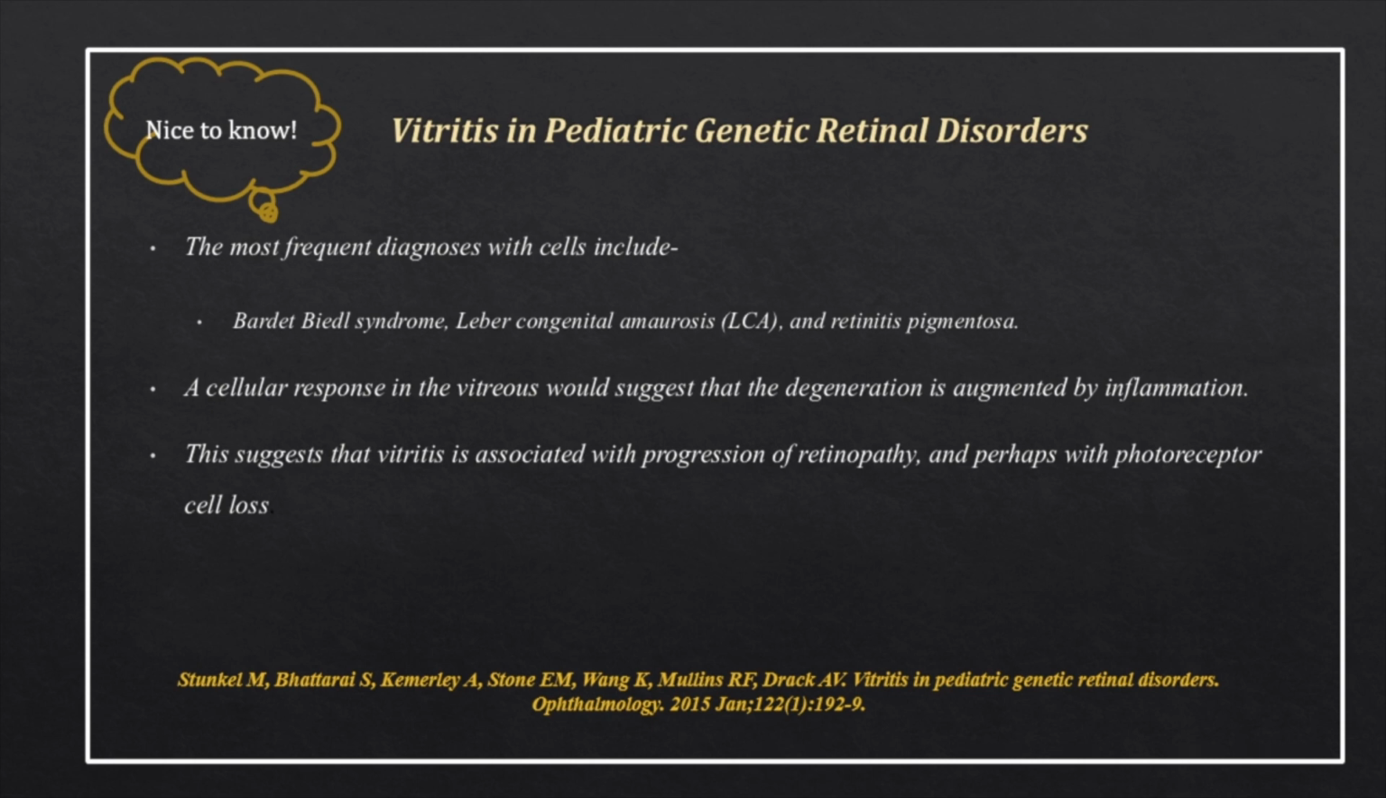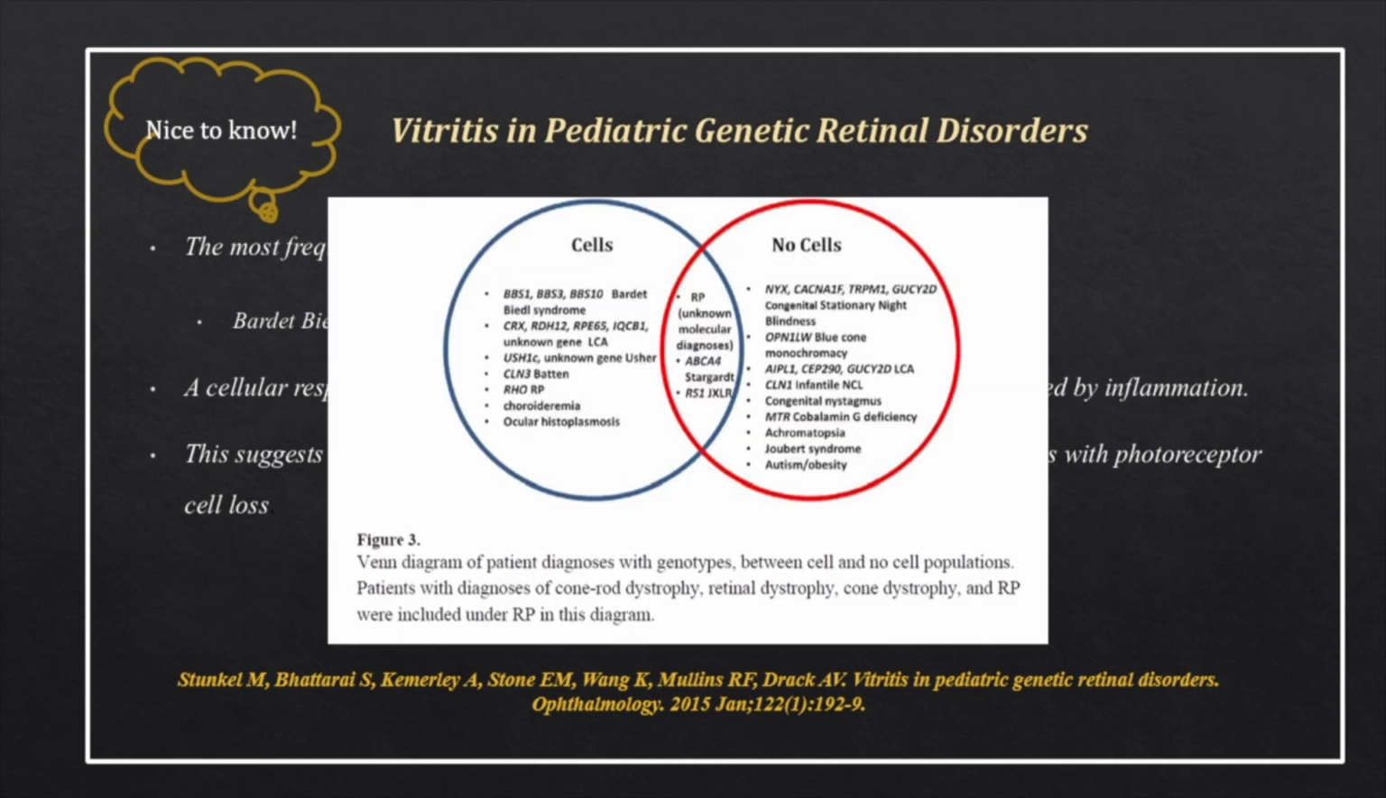This paper showed that in Bardet-Biedl syndrome, almost all cases had vitreous cells, and a few genotypes of LCA and retinitis pigmentosa also had cells. A cellular response in the vitreous would suggest that the degeneration is augmented by inflammation, as Madam was quoting, and this suggests that vitritis is associated with progression of retinopathy and perhaps with photoreceptor cell loss. Other findings as well, not in this relation, just a nice-to-know fact. They also presented a Venn diagram, which is a good picture to have with us, just to know which genotype will present with cells and no cells.